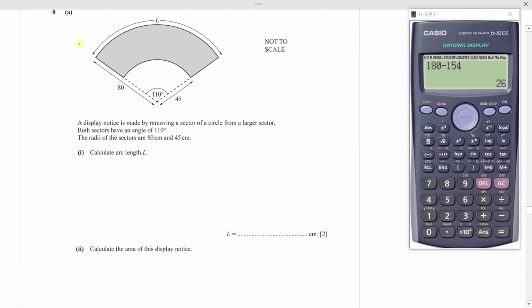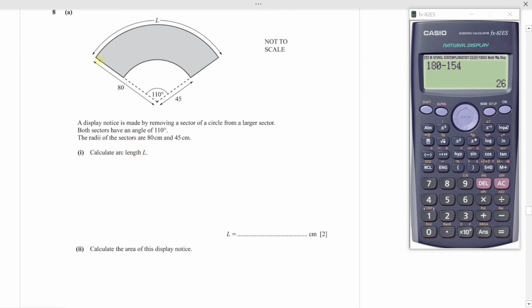So question number 8 is a display notice is made by removing a sector of a circle from a larger sector. Both sectors have an angle of 110 degrees. The radii of the sectors are 80 centimeter and 45 centimeter. Part 1 is calculate the arc length L.